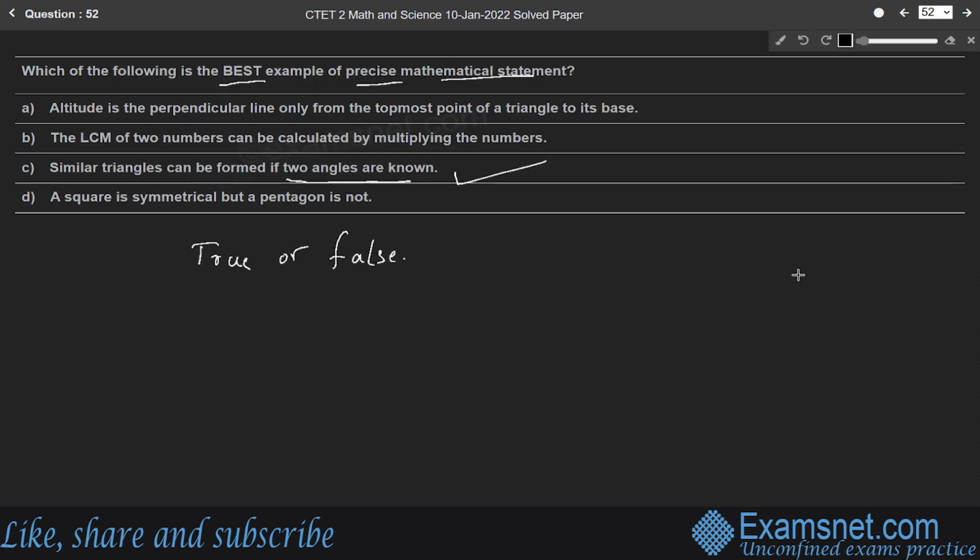Here we know this because if two angle pairs are the same, then the third pair must also be equal. When the three angle pairs are all equal, the three pairs of sides must also be in proportion. Therefore, option C, similar triangles can be formed if two angles are known, is a precise mathematical statement.